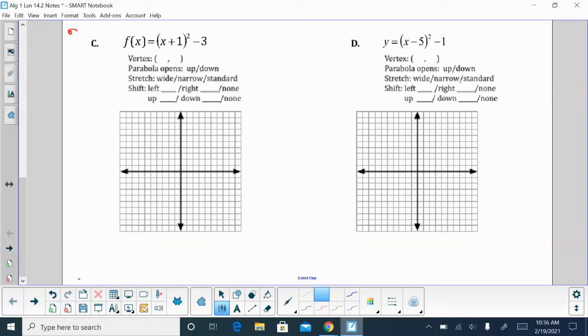Hi there, we're working on vertex form for a quadratic. And so first things first, I recognize this is a quadratic because of the exponent, the quantity raised to the second power there. Now recall f of x is a nice notation for y, saying that x controls things.